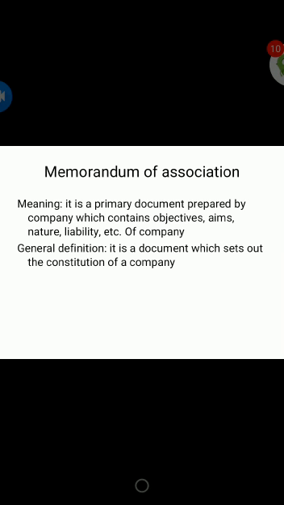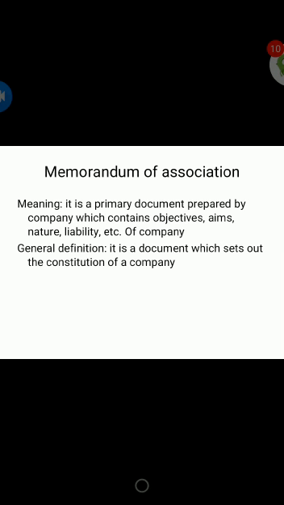When we say it is prepared by the company, it is prepared by whom? It is prepared by the promoters. Why is it prepared by the promoters? It is the first document which you are going to prepare at the time of incorporation in order to get your company registered. So who is going to be there in the beginning stage? The promoters will be there, so they are going to prepare this document.